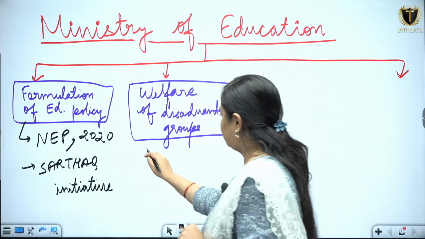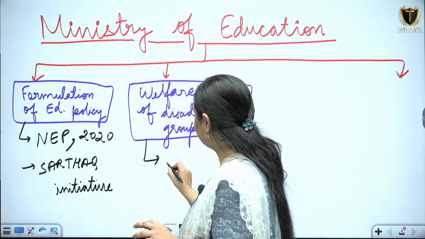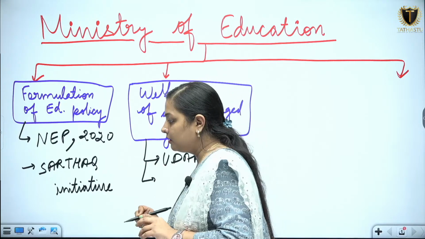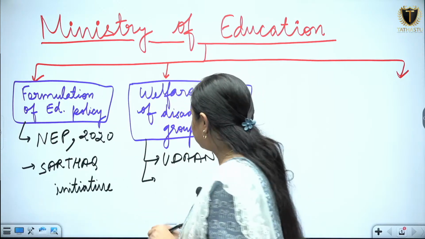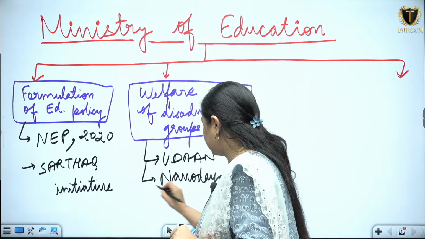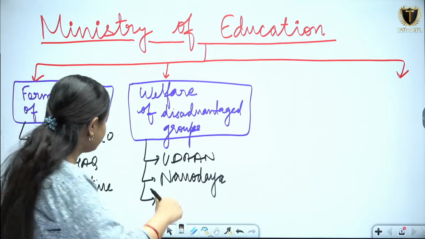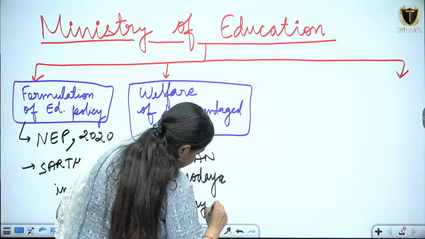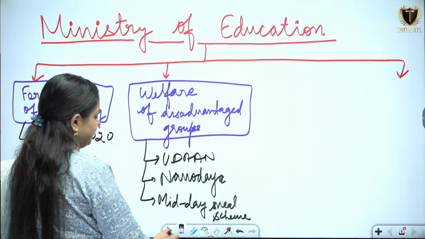ठीक है. So under this disadvantaged groups we have Udaan, we have Navodaya, right? Okay, we have Udaan, we have Navodaya. Okay, so Navodaya, and apart from that we have the midday meals also, midday meal schemes also. Okay, so we have the midday meal scheme also.